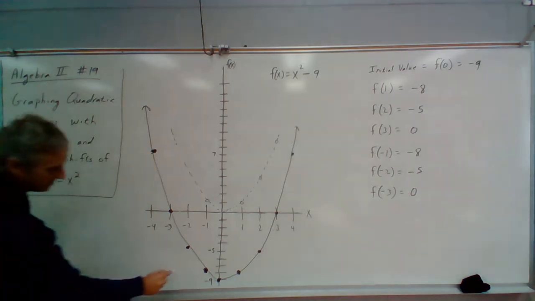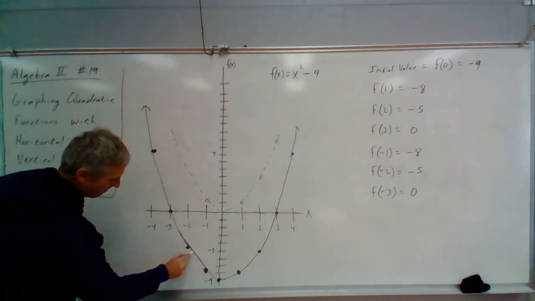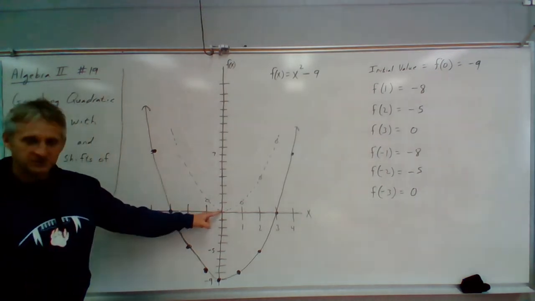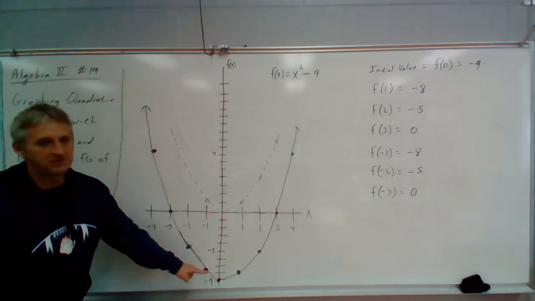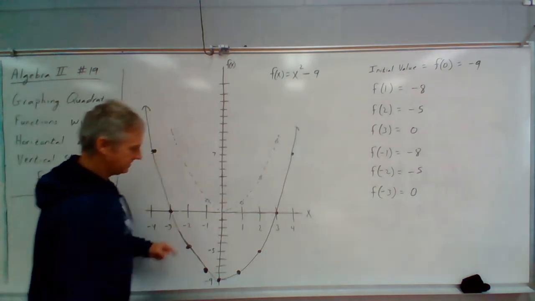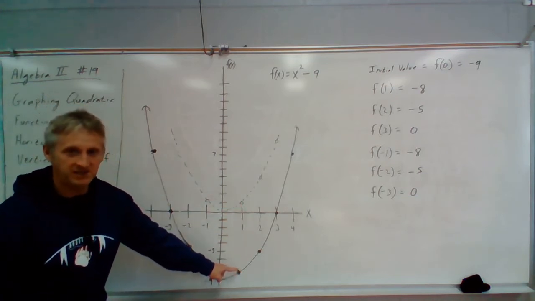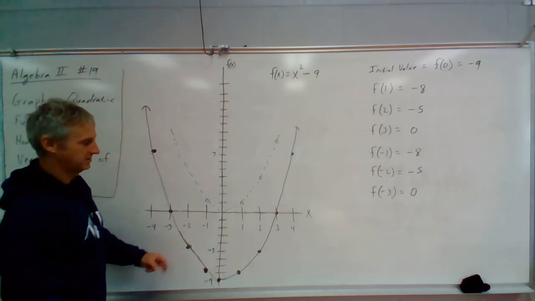Man, that's really ugly. Not the best drawing in the world. All right, so what happened? This original vertex got shifted down 9 units. So this point was at 1, 1. Now it's at 1, negative 8. It got shifted down 9 units.